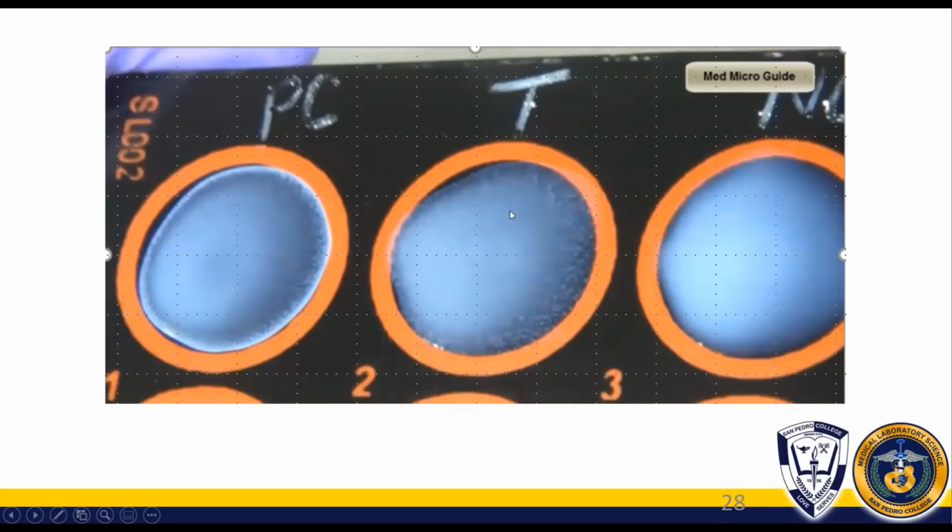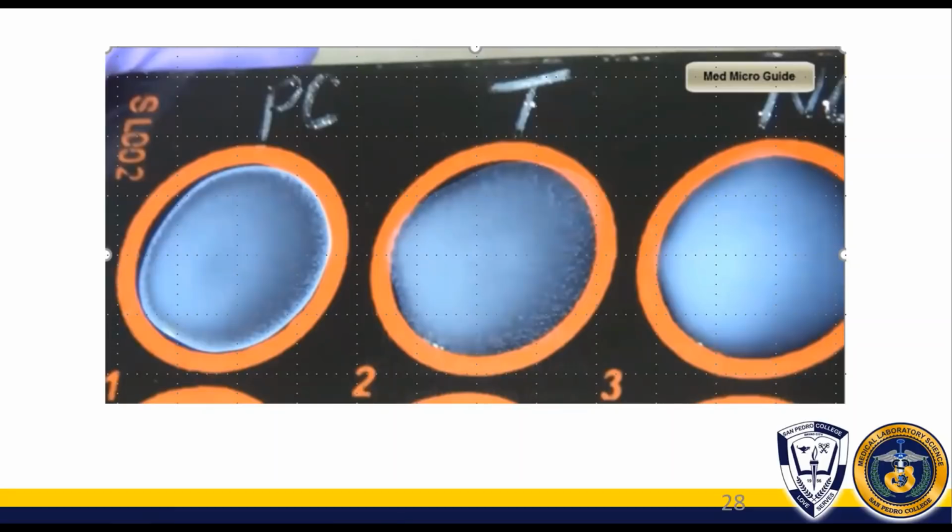So in this sample here, the patient sample labeled as T has agglutination. So positive. Therefore, the patient's result here is valid and therefore can be released. Okay, klaro ba yan siya, class?